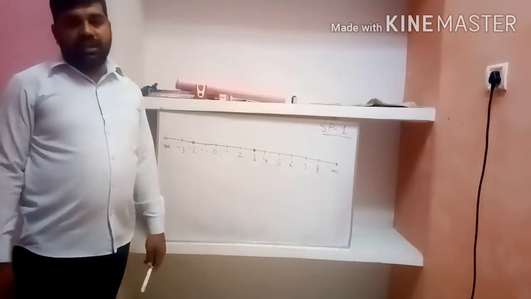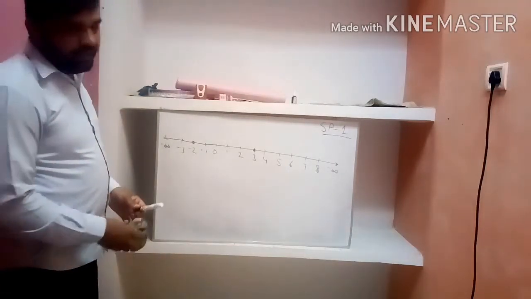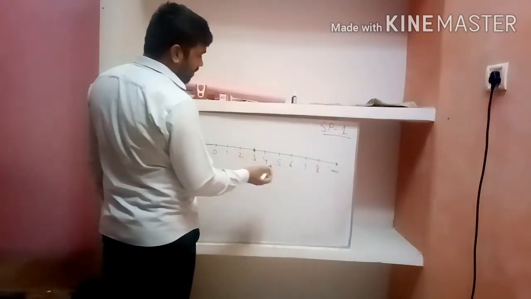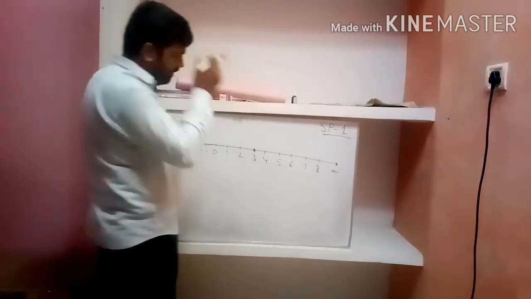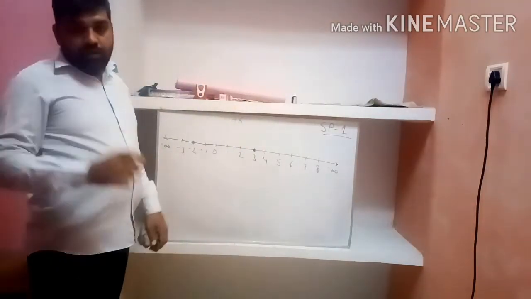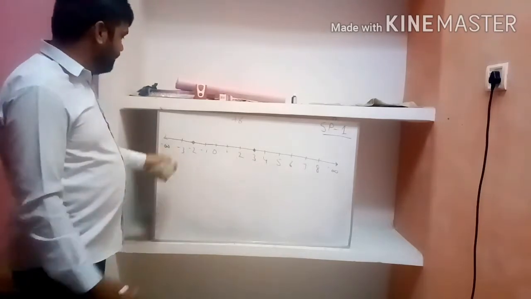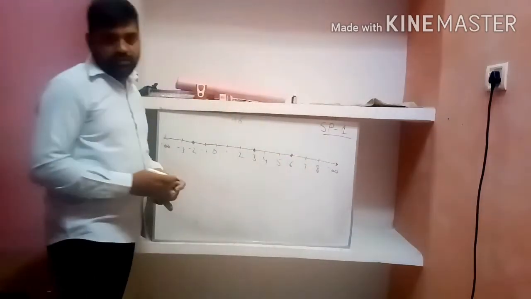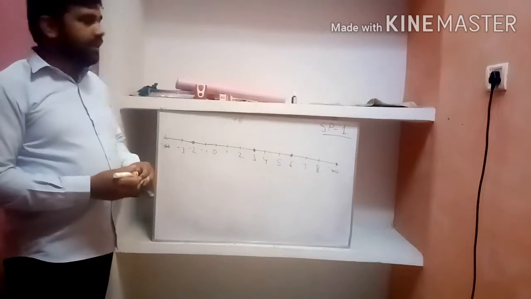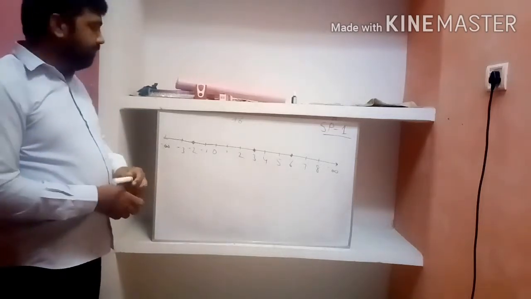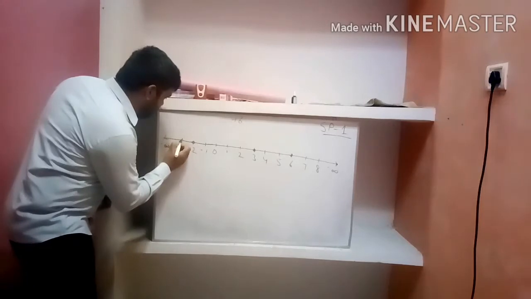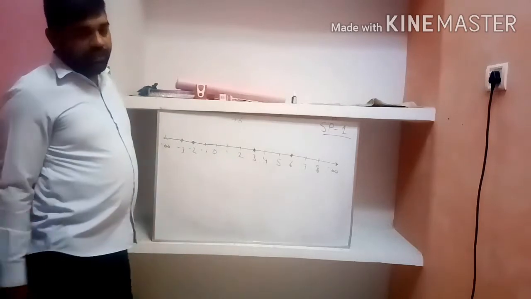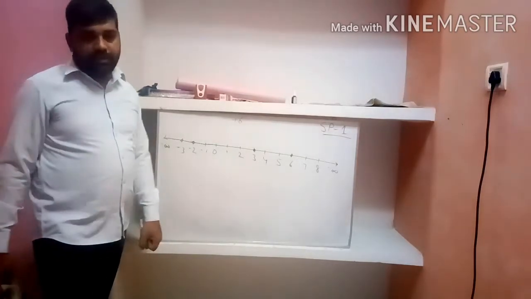Now we take one question. We graph the integers minus 5, 0, 2, minus 7, 6 and minus 3. Suppose we want to graph the integer plus 6. Minus 3, plus 6 is here. Make a solid dot on plus 6. Like this we graph the integers on the number line. If you want to graph the integer minus 3, make a solid dot on the minus 3. Like this we graph the integers on the number line.